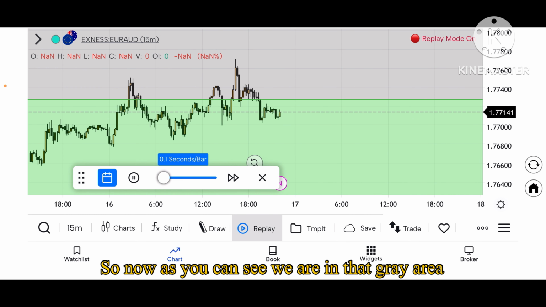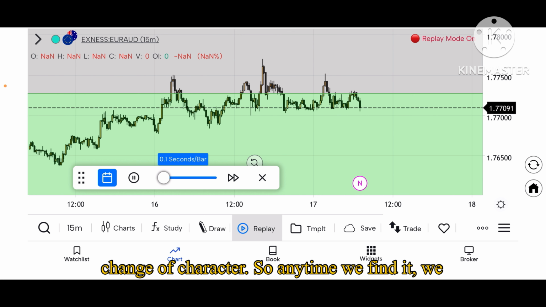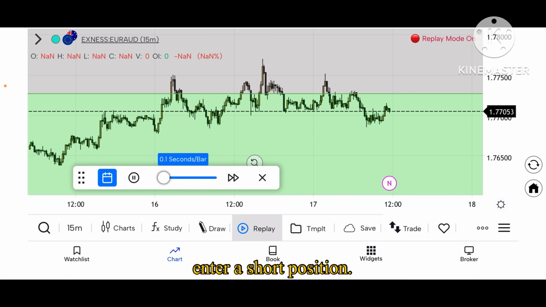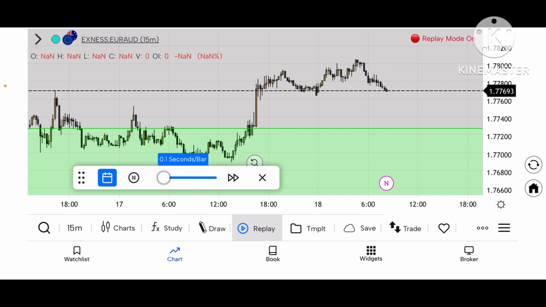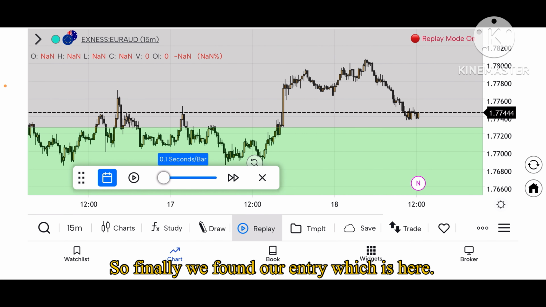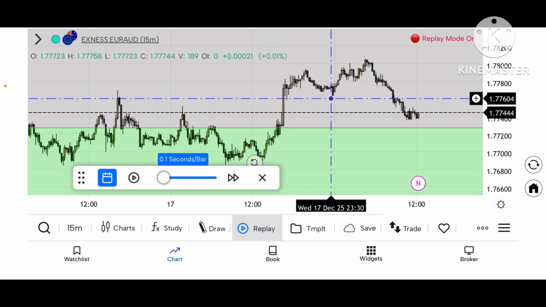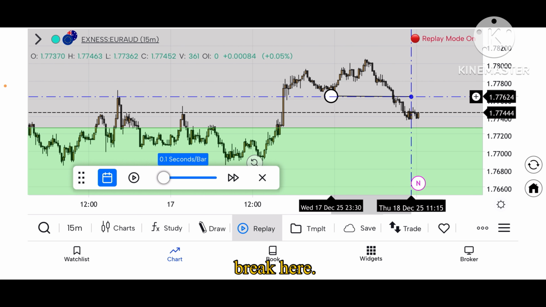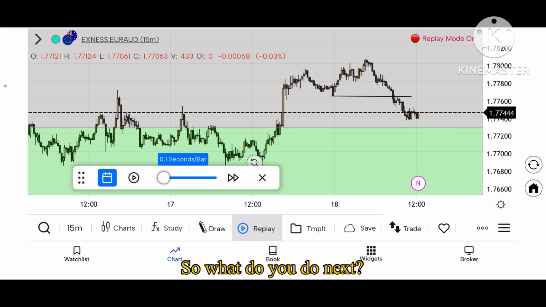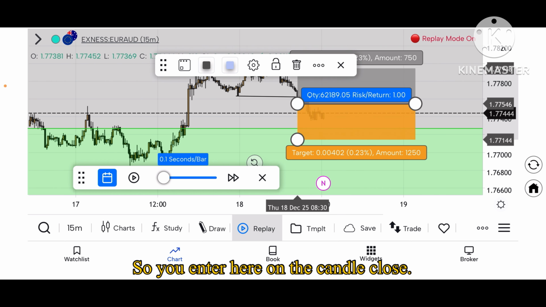So now, as you can see, we're in that gray area. We're waiting for a valid change of character. So anytime we find it, we enter a short position. So finally, we found our entry, which is here. It was the break here. So what do you do next? You enter your short position. So you enter here on the candle close.